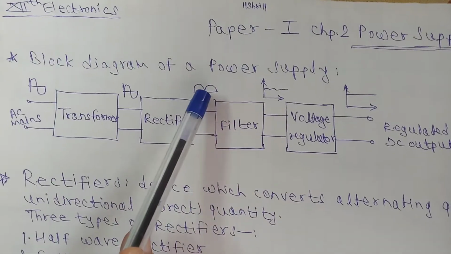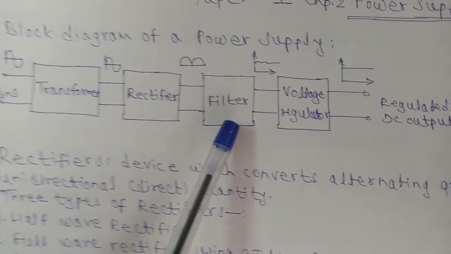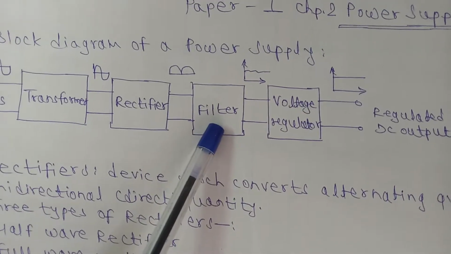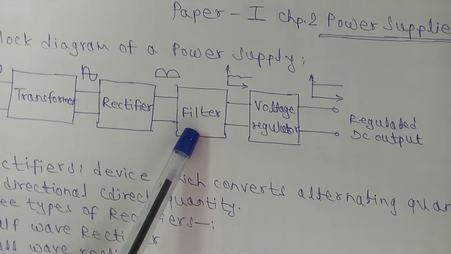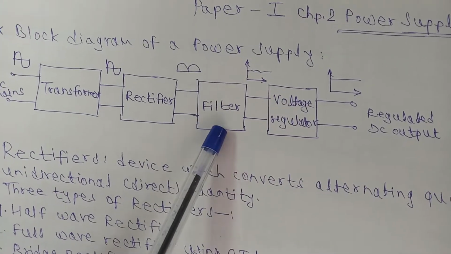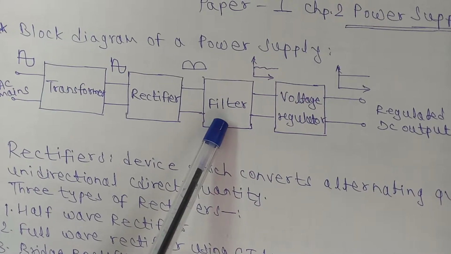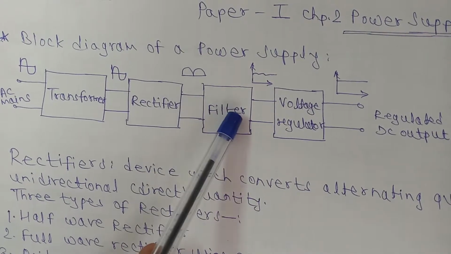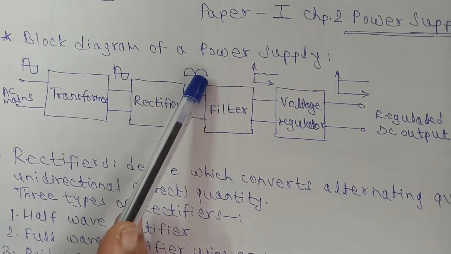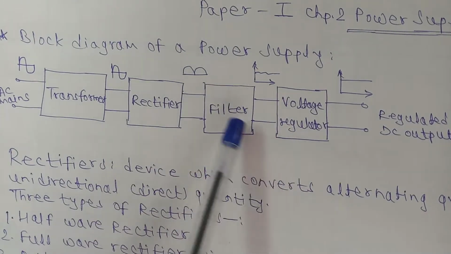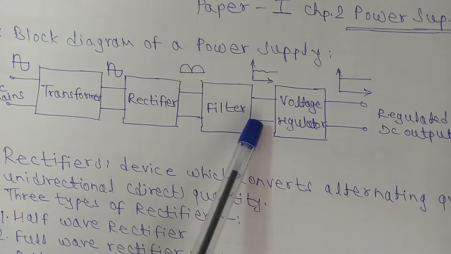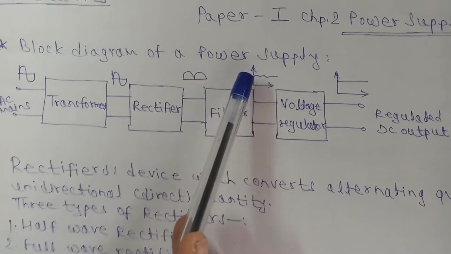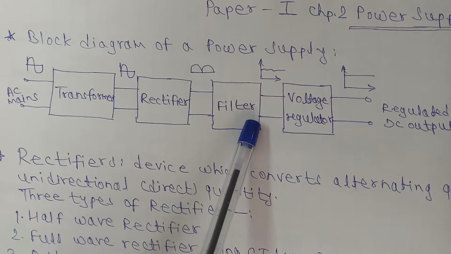The next block is the filter. All of you know the function of a filter. All of you must know about the water filter. What is the use of a water filter? It removes the impurities and we get pure drinking water for safety. This filter has a similar function. It removes the pulsations, which are called ripples, and by removing these ripples we get pure DC at the output of the filter. That's why it is named the filter. It removes the pulsations and gives pure DC output.